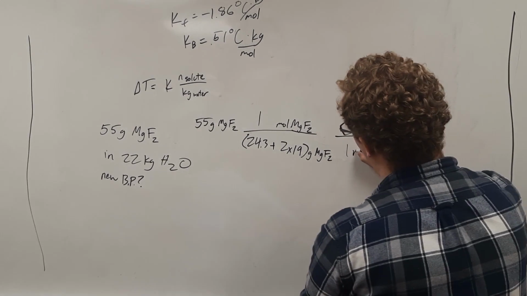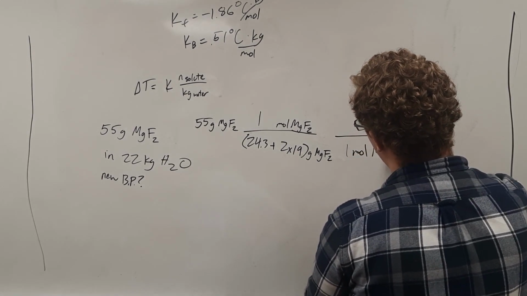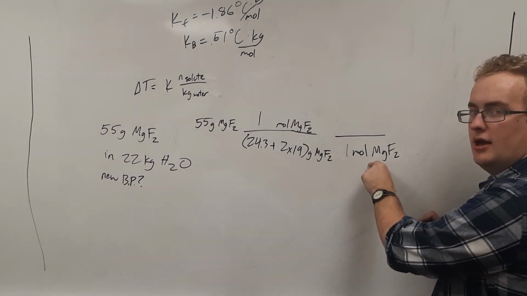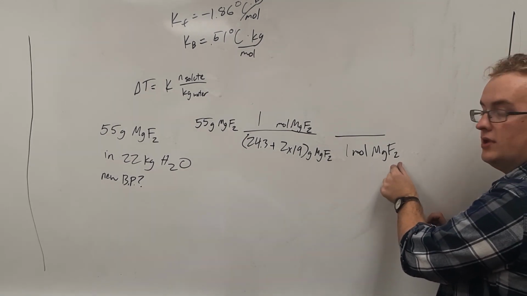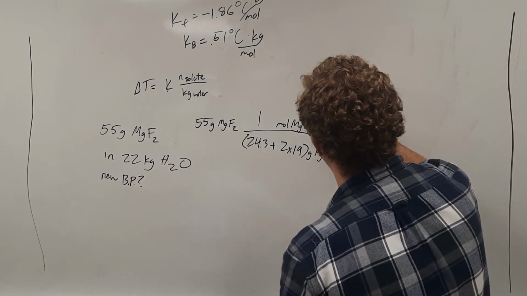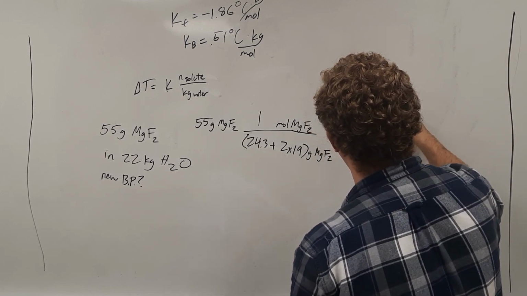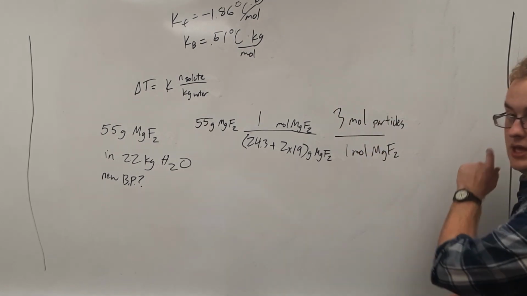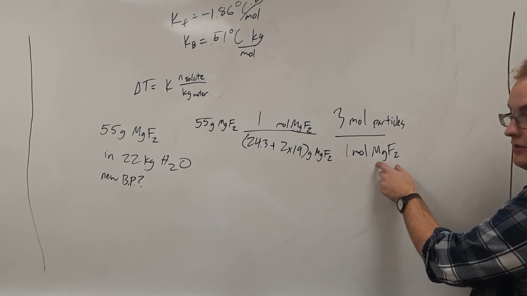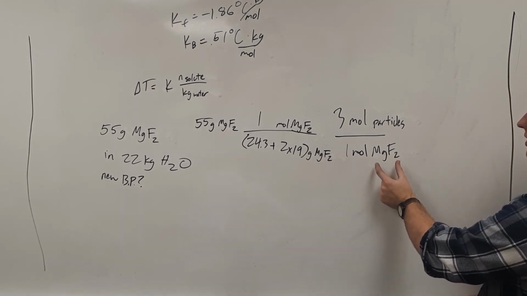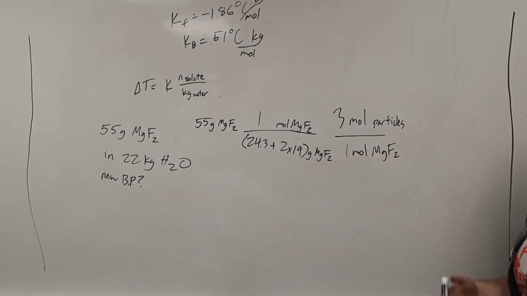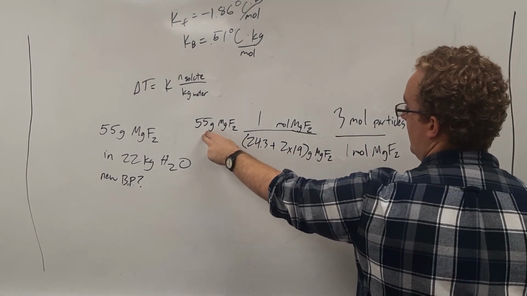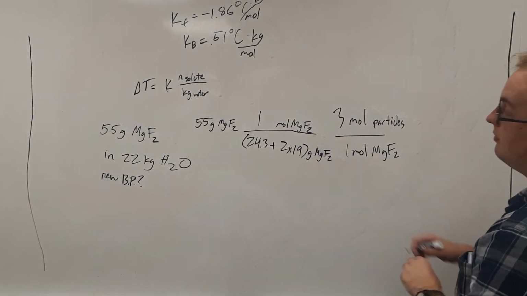So 1 mole of magnesium fluoride will give us 1 mole of magnesium ions and 2 moles of fluorine ions. So we're just going to have 3 moles of particles. You just think, how many particles does this molecule separate into? And now we have our number, so 55 divided by this times 3. That will be n right there.